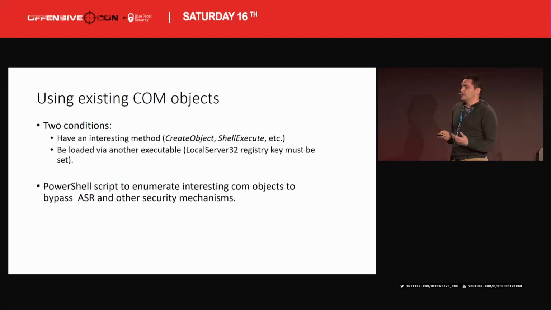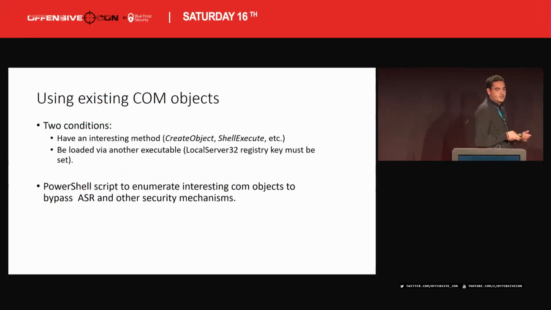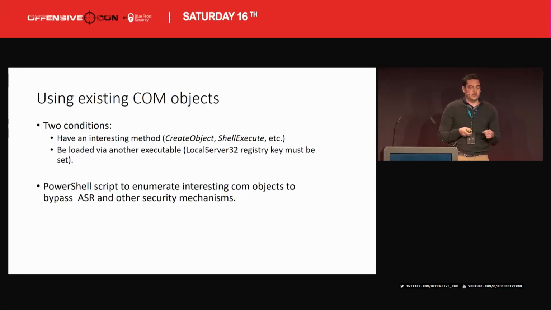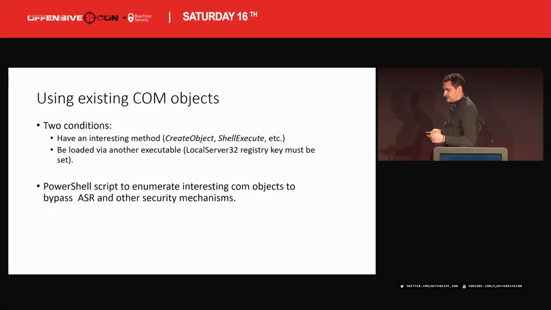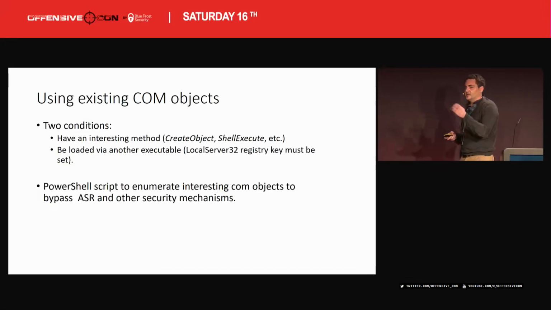Another example, you can use COM objects. You need two conditions for that. You need to have a COM object with an interesting method like CreateObject or ShellExecute, and you need this object to be loaded via another executable. So you need a LocalServer32 registry key.